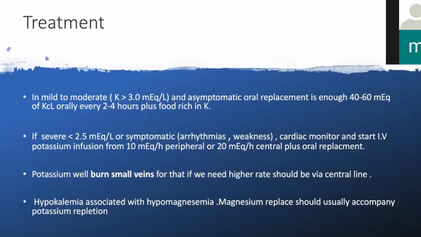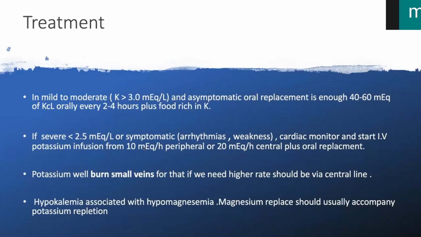If you go to the second option, if your potassium level is less than 2.5, or your patient is symptomatic in the form of arrhythmias, ECG changes, or muscular weakness, here the approach will be totally different. You should start your patient on a cardiac monitor, insert IV lines, and start potassium infusion. The potassium infusion should be 10 milliequivalents per hour in a peripheral line, or 20 milliequivalents per hour in a central line. And you can always add oral replacement to any one of those options. It will buy you time and correct the potassium faster.